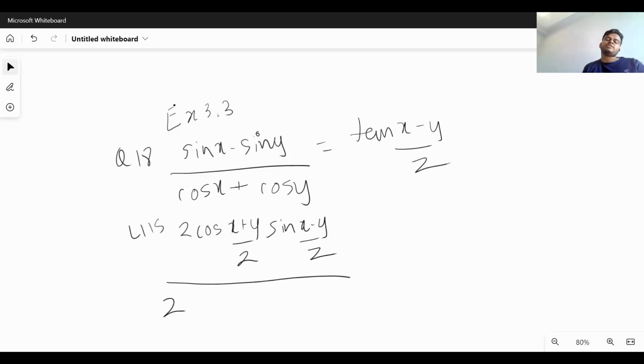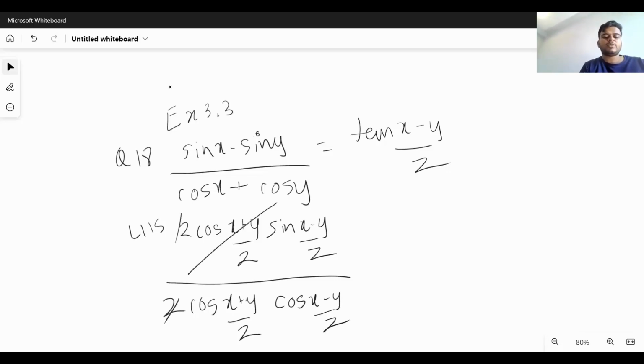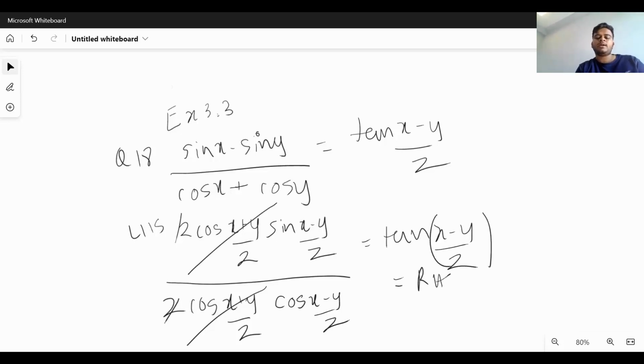Correct. And what is cos x plus cos y? Cos x plus cos y is nothing but 2 cos x plus y by 2 cos x minus y by 2, correct? 2 and 2 get cancelled. Cos x plus y by 2 gets cancelled. Sine x minus y by 2 upon cos x minus y by 2 is nothing but tan of x minus y by 2, correct? And that is nothing but equal to our RHS. That is the answer, right?